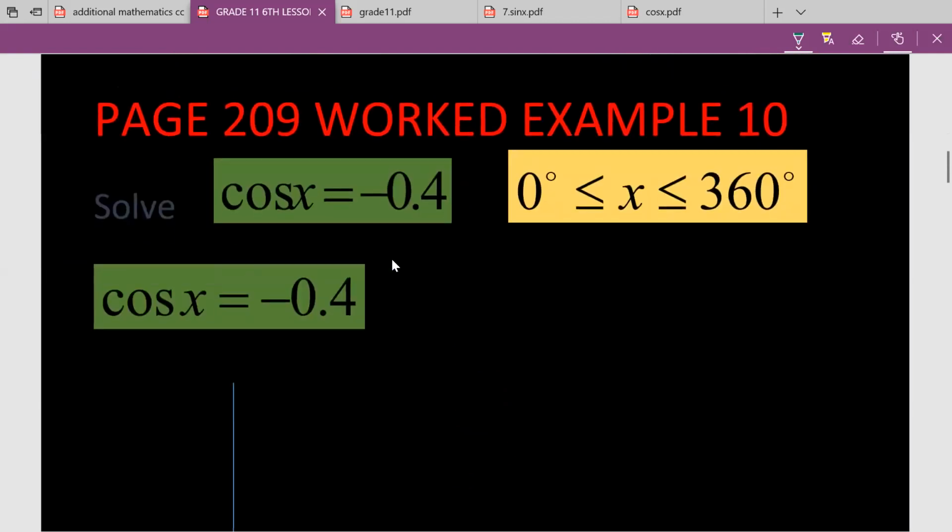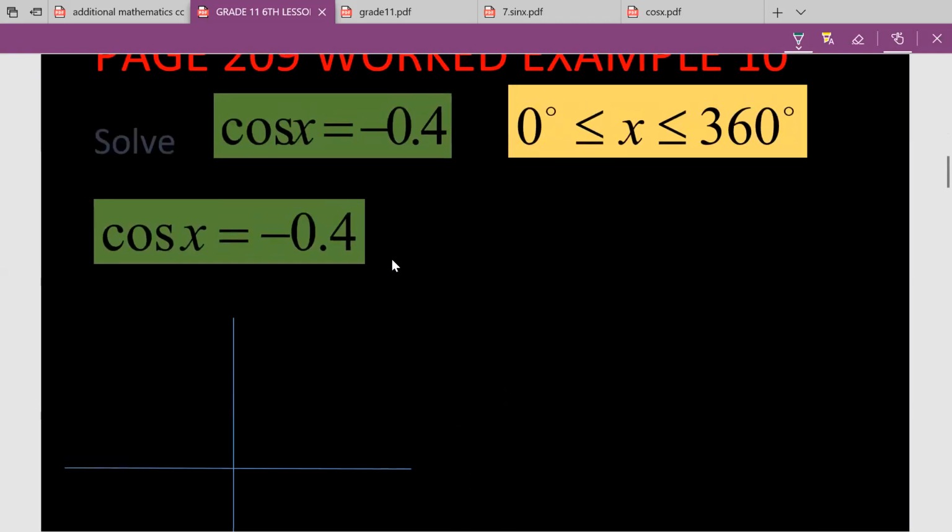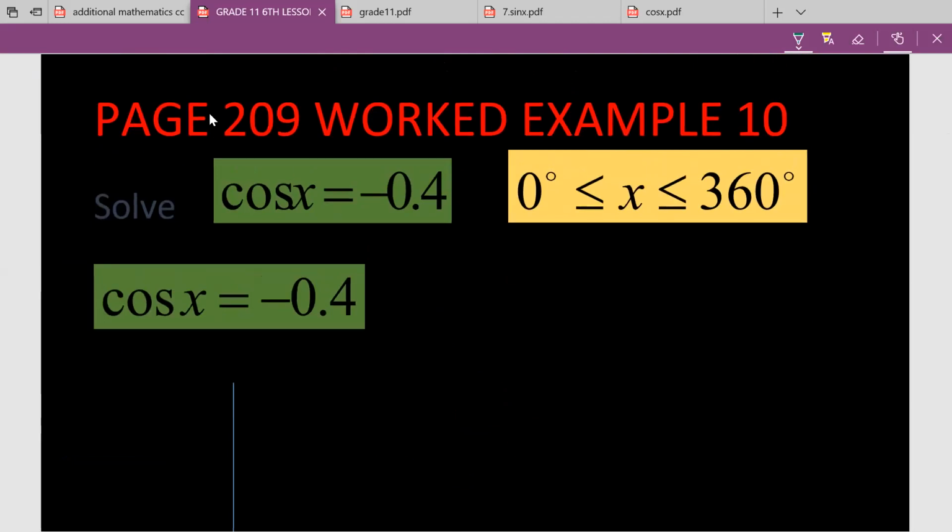Okay, now let's do worked example 10, page 209. So cosine x equals negative 0.4. X values are between 0 and 360 degrees. What will I do to solve this question? Our angle x values are between 0 and 360, so my solutions will be between 0 and 360 degrees.